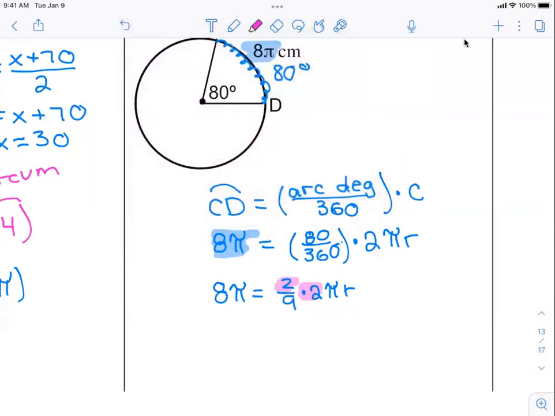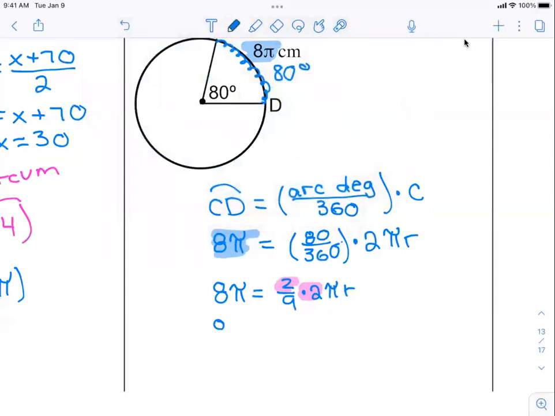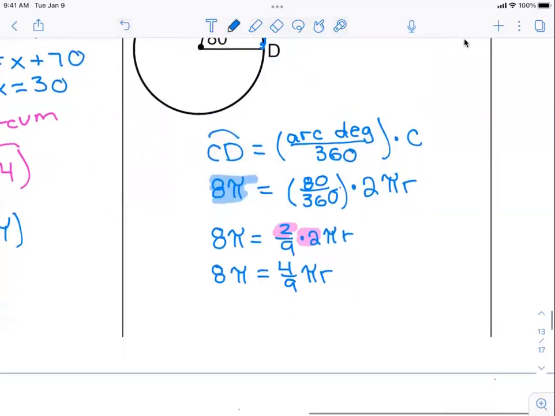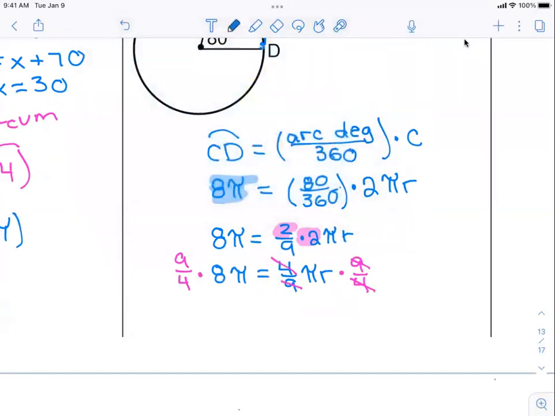So 2/9 times 2 is going to give you 4/9 pi r. And then I want to get rid of that 4/9. I don't like it. So in order to get rid of it, I'm going to multiply by 9/4, the reciprocal. Whatever I do to one side, I do to the other. And that's because the 4 over 4 cancels and 9 over 9 cancels. So my left side becomes 9/4 times 8.